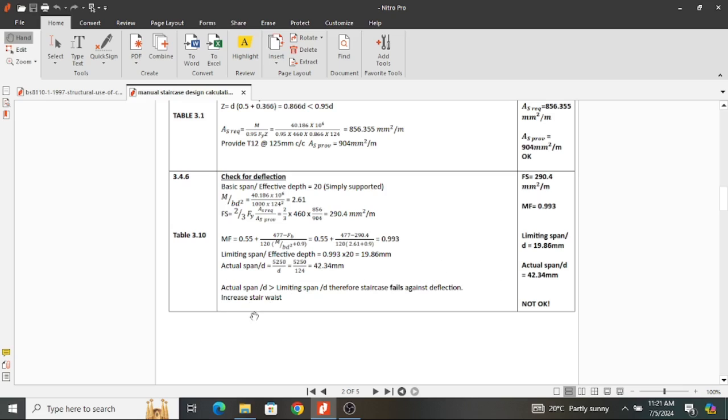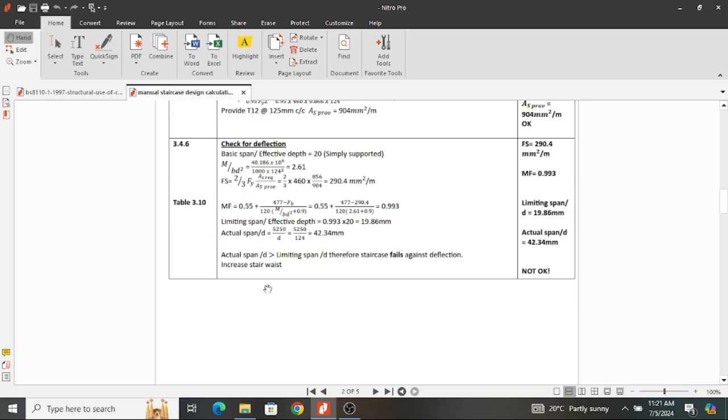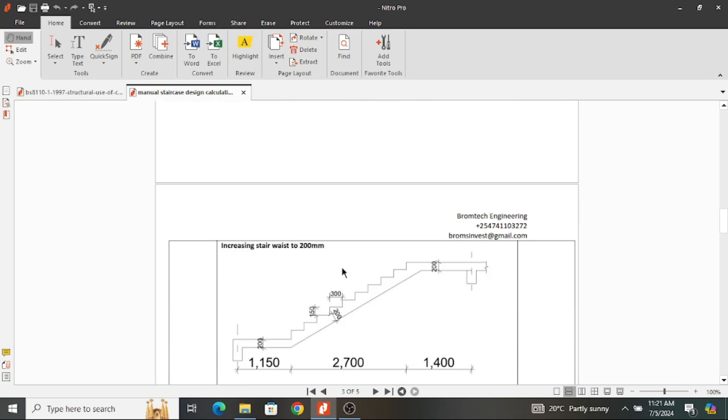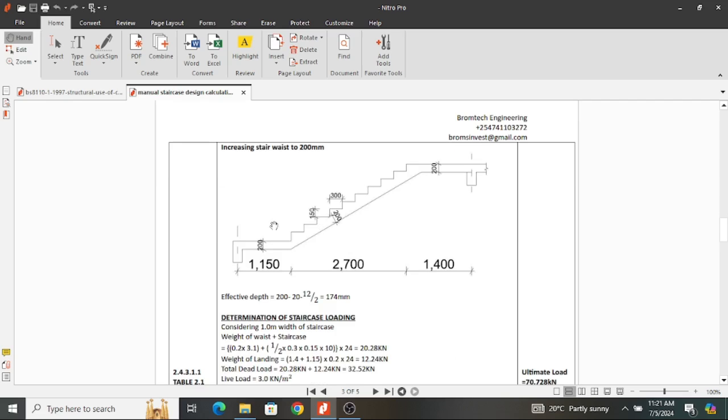Increase the waist of my staircase. And for the landings, increase the depth of the landing. This calls for a redesign of the structure because our structure has failed in deflection. Let's proceed and redesign it. We assume a depth of 200. For this staircase, you can try and assume a depth of 175 and redo the design, and you will find that it is still insufficient.